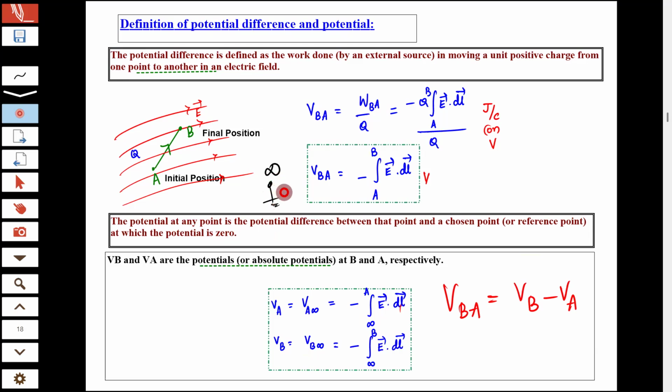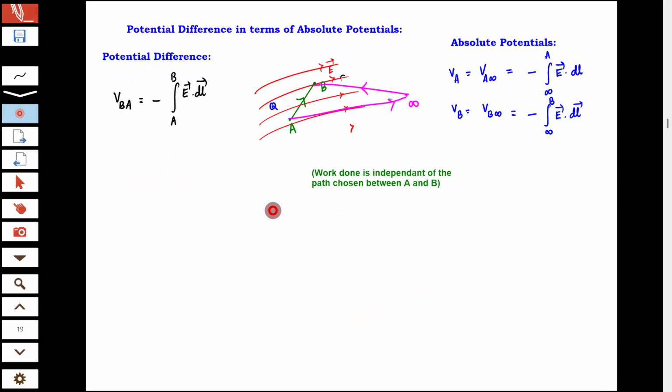We have already discussed potential or work done is irrespective of the path chosen. We know if work done is irrespective of the path chosen, potential also is irrespective of the path chosen. Now, instead of going through a straight line from point A to B, if I consider an intermediate point at infinity, from A if I take to infinity and from infinity to B, if I go around, then we can prove that this VBA is VB minus VA. So let us consider an intermediate point at infinity.